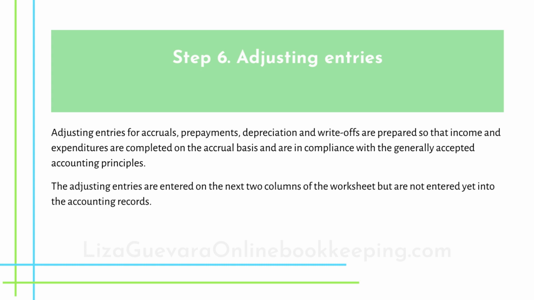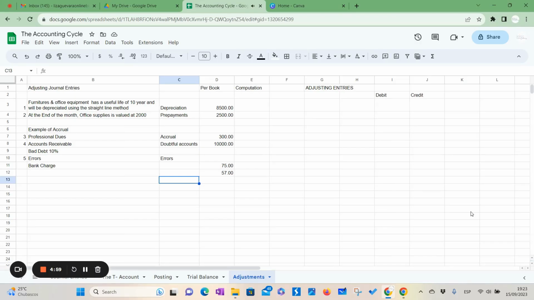In order to record this adjusting entry, you will debit depreciation in the amount of 1,000 and credit accumulated depreciation of 1,000. Okay, so let's go ahead and prepare our adjusting entries for our sample company. Let's prepare the adjusting journal entries for Luna Law Office.